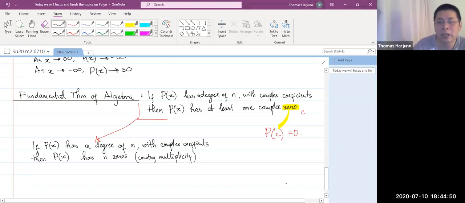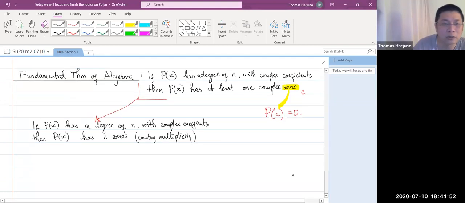Okay. Now the explanation is because P(x) now becomes a_n times (x - c1)(x - c2), all the way to (x - cn).